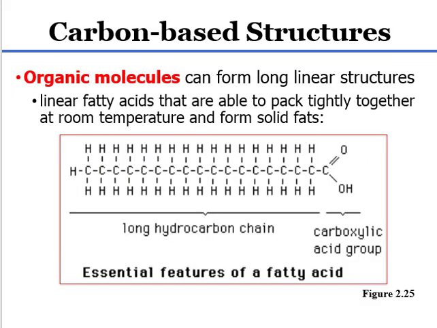Organic molecules can form long linear structures like this one shown here. This is what the chemical structure of fat looks like. All the carbons link together forming a backbone, and they are fully hydrogenated. This is called a saturated fat. Linear fats are also packed together tightly at room temperature and form solid fats, and they often look like white, shiny, maybe something that you've seen in the bottom of a frying pan after cooking meat.